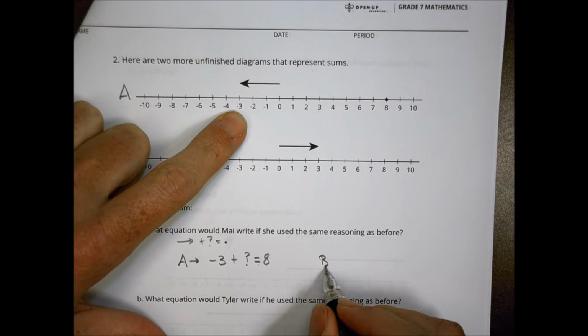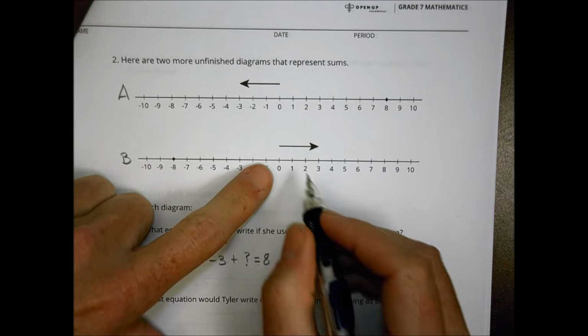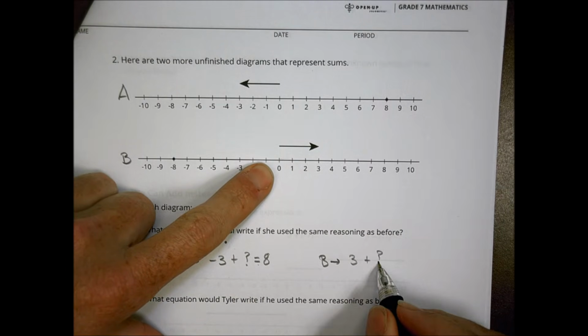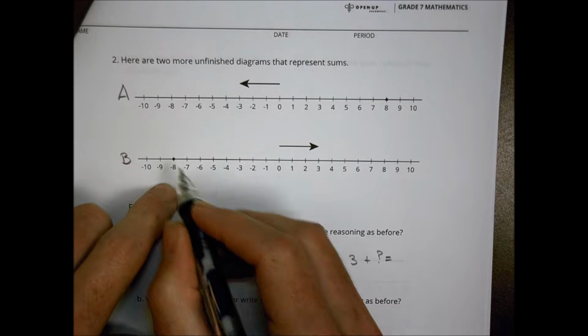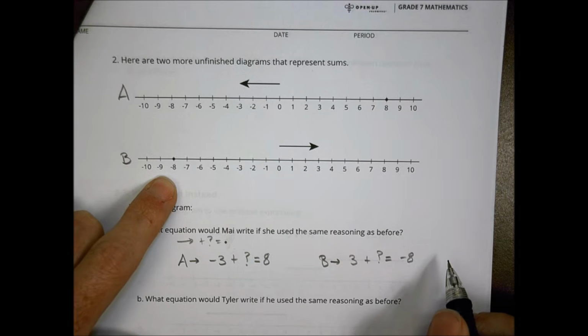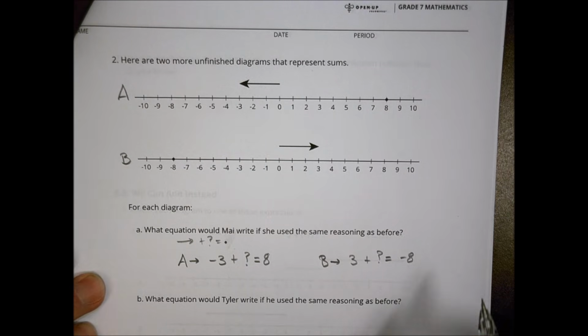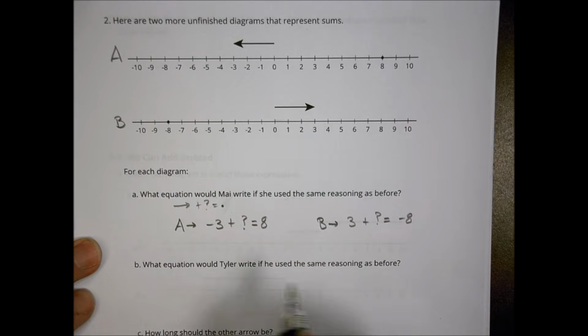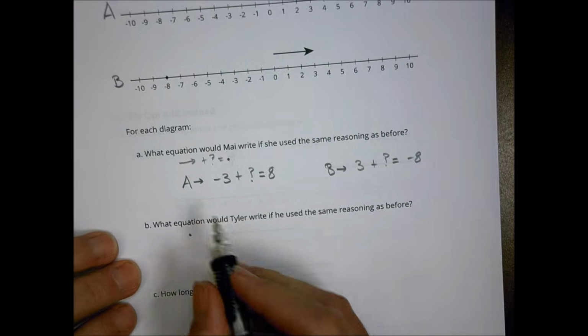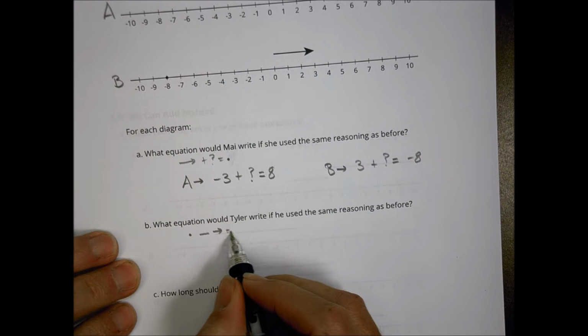For B, she would say the arrow, which has a value of 3 plus, I don't know, an unknown quantity equals our point value at negative 8. And that's what she would say there. Now for Tyler, Tyler used the method of doing the dot, we said, the point minus the arrow equaled an unknown.